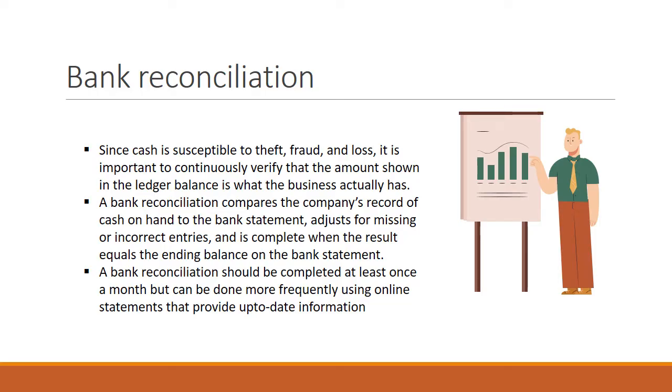So a bank reconciliation compares the company record of cash on hand to the bank statement, adjusting for missing or incorrect entries, until the result equals the ending balance of the bank statement. So reconciliation ends when the balance on the bank statement and the balance on the cash book are equal. Bank reconciliation should be completed at least once a month, but sometimes it might be done more frequently using online statements that provide up-to-date information.